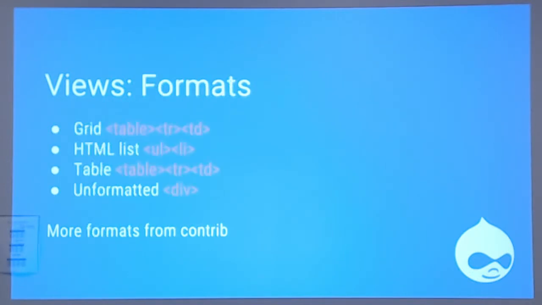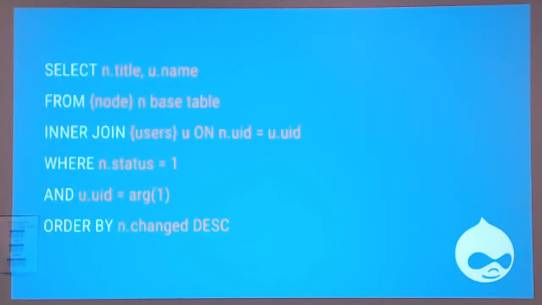As far as the formats go, these are just the default ones that are built in. A grid, which is essentially just a table, but each row result is combined in a single table cell, a TD tag. HTML lists. Tables, which is more the tabular style for data lists. Unformatted, which just wraps everything in a div. And of course there are even more formats available from Contrib.